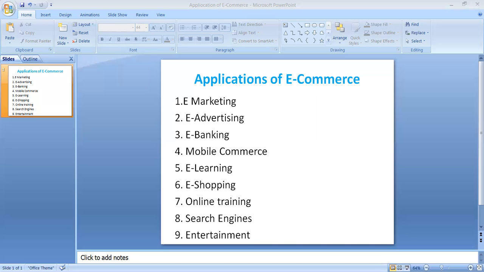Then I'll come to the last part, the ninth application of e-commerce: entertainment. The conventional media that have been used for entertainment, to mention a few: video games, films, television, radio, books, magazines. Some people are very happy reading books and magazines. But you can read books online and you can read magazines online. That is a facility, that is the entertainment for that particular person.